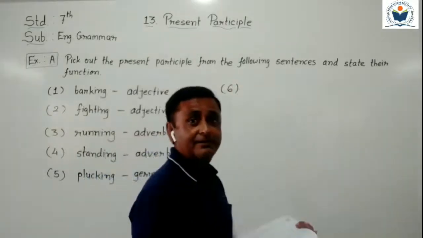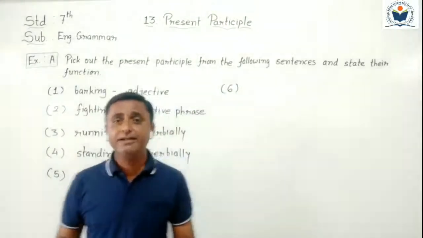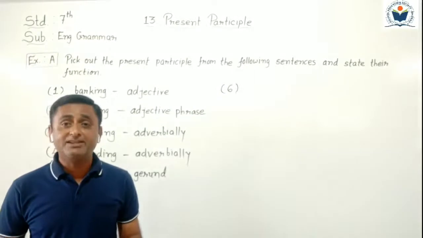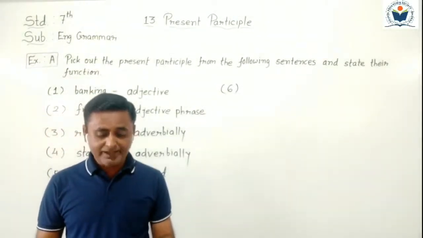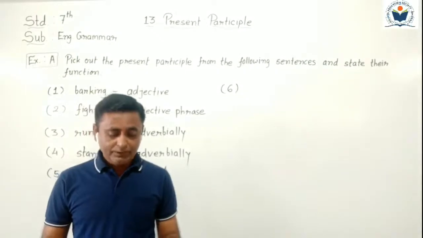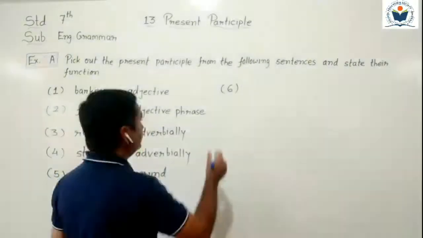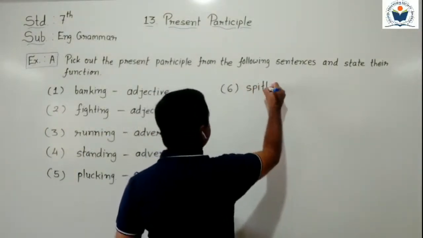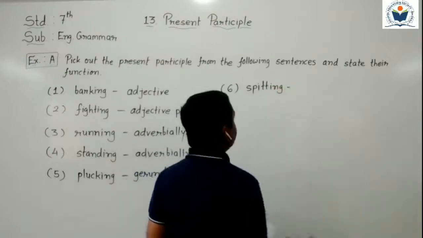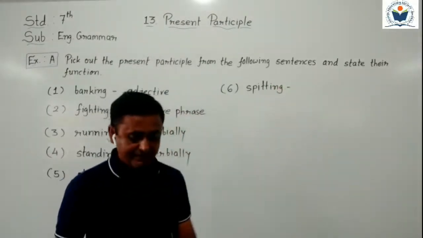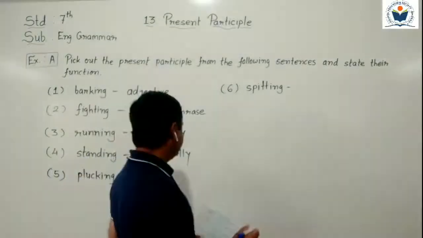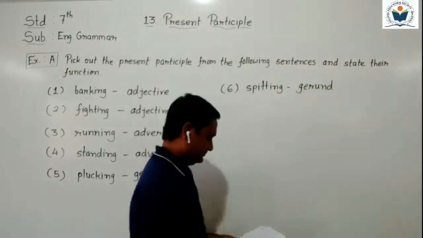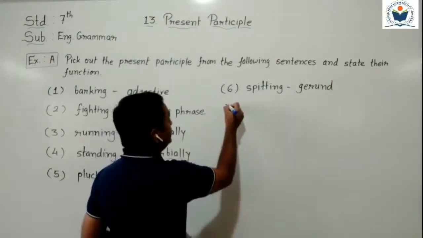Sixth sentence. Now I read the sixth sentence from the textbook. See. Spitting is forbidden in public places. So here, which word is the present participle? We have to write here spitting. S-P-I-T-T-I-N-G. But in which sense? The function of spitting here is a gerund. We can say that it is used as a gerund. Now, the seventh sentence we have to see.